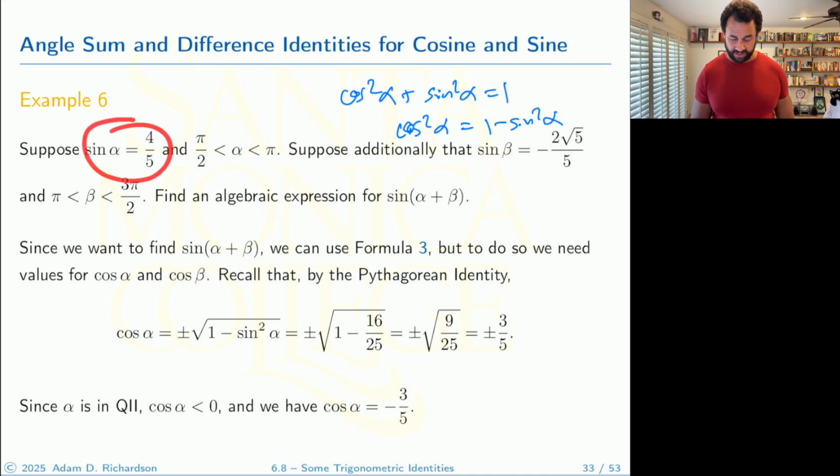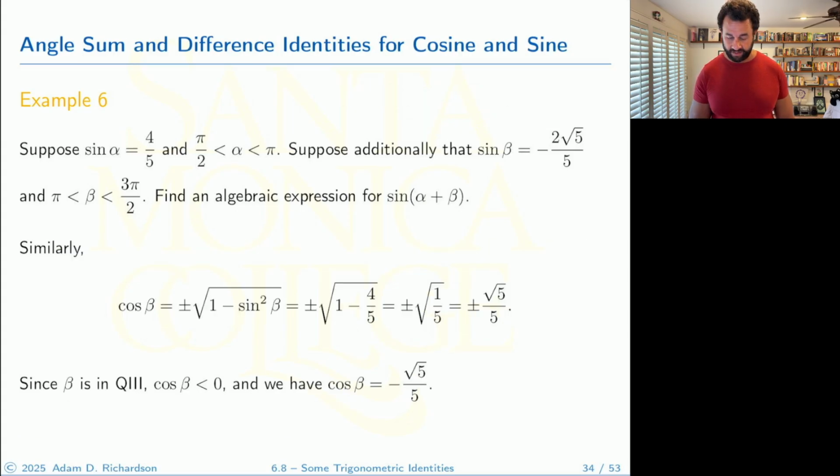So we have sine of alpha, we have cosine of alpha. Now we need to find cosine of beta, and the argument is going to be pretty much the same. We're just doing it again. So we need to figure out what cosine of beta is going to be. Again, using the Pythagorean identity, we're going to get that cosine squared of beta is equal to 1 minus sine squared of beta. There we go. Right here. But we know what sine of beta is. Sine of beta is given to us. It's this right here. So when we square this, we're going to get this right here.